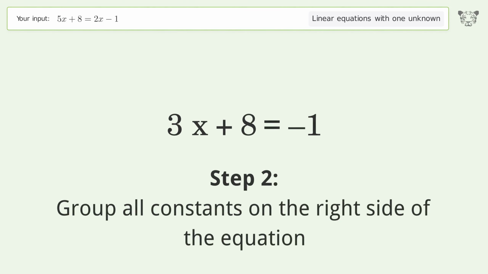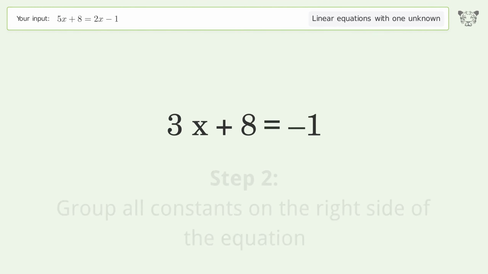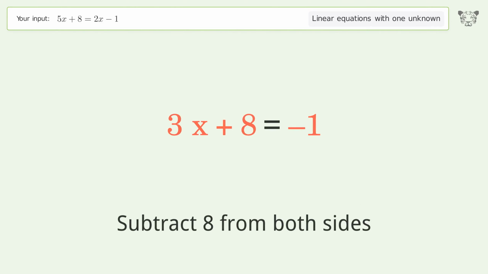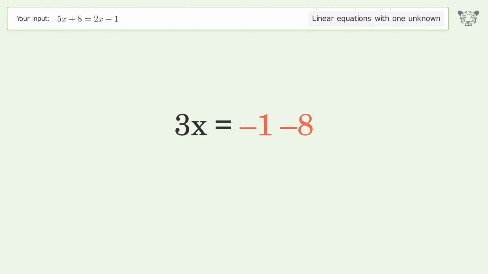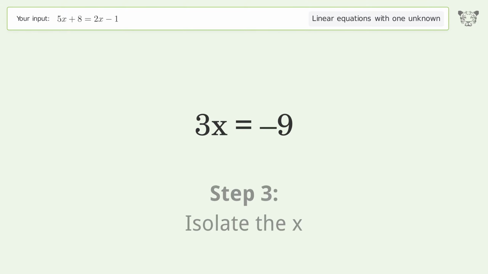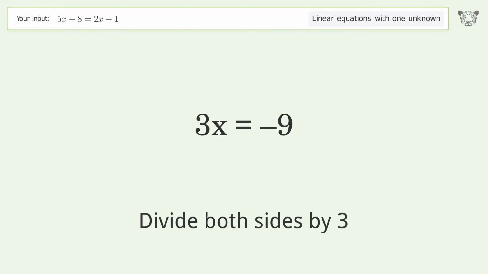Group all constants on the right side of the equation. Subtract 8 from both sides. Simplify the arithmetic. Isolate the x. Divide both sides by 3.